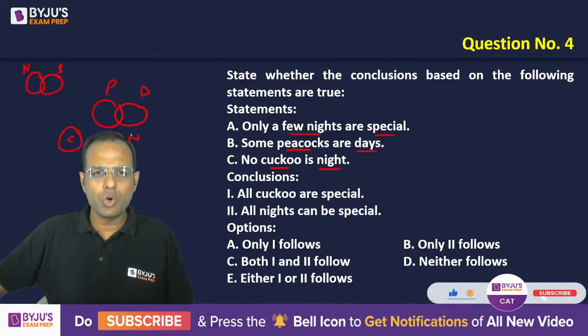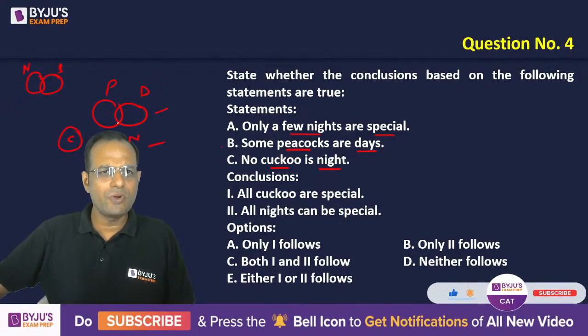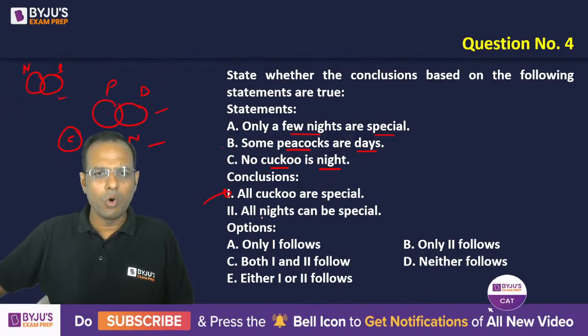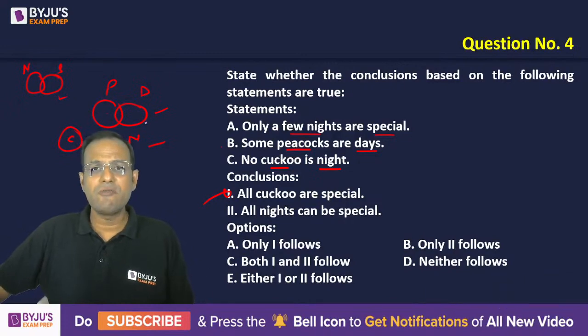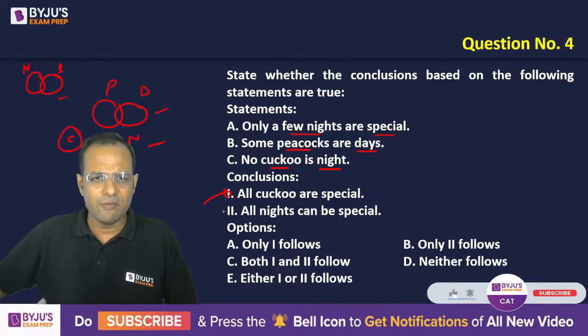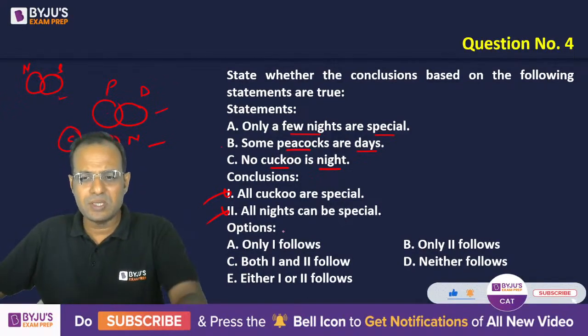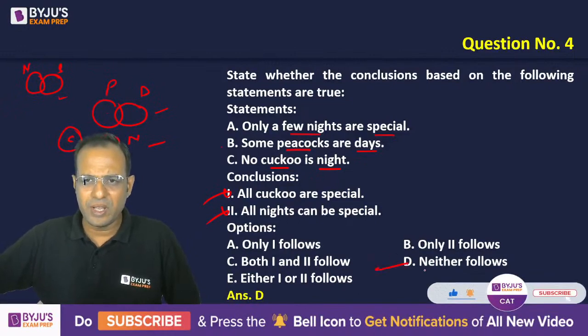So, all cuckoo are special. Can we prove it? No. All nights are special. Can we prove it? No. We cannot prove it, because it says only a few nights are special. So from this also we cannot prove anything. Even 2 does not follow. So in this case, the straight cut answer should be D.